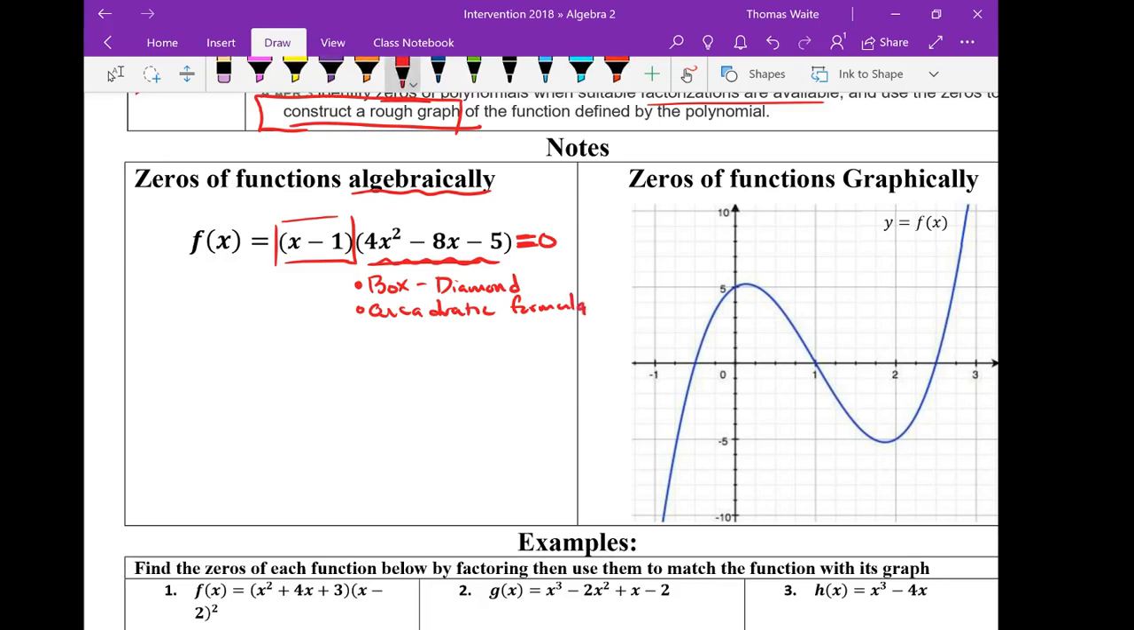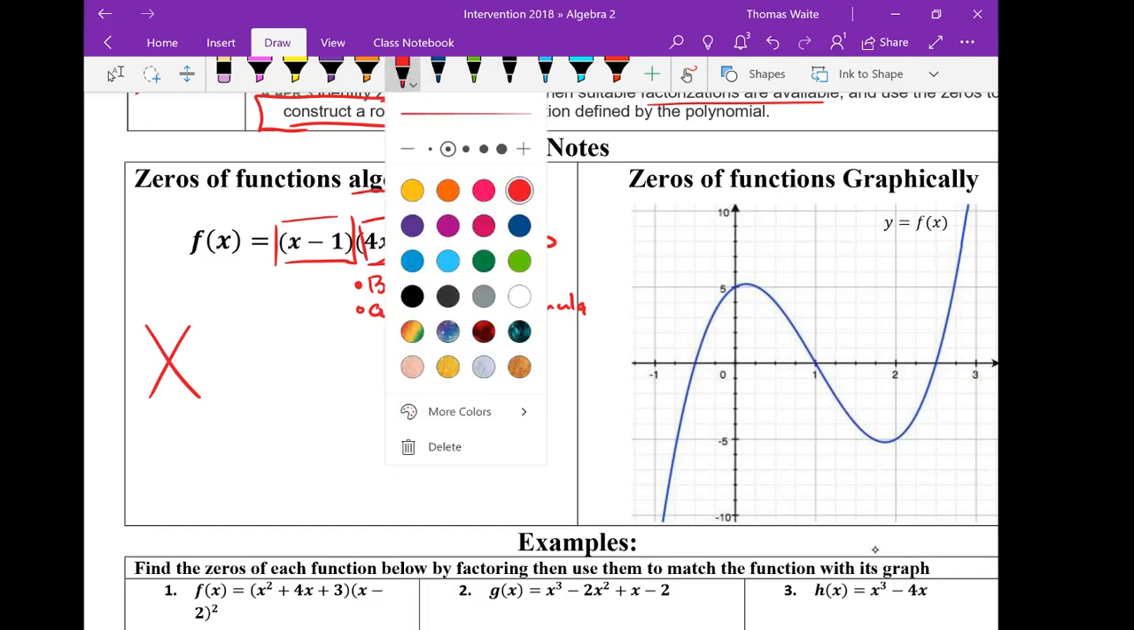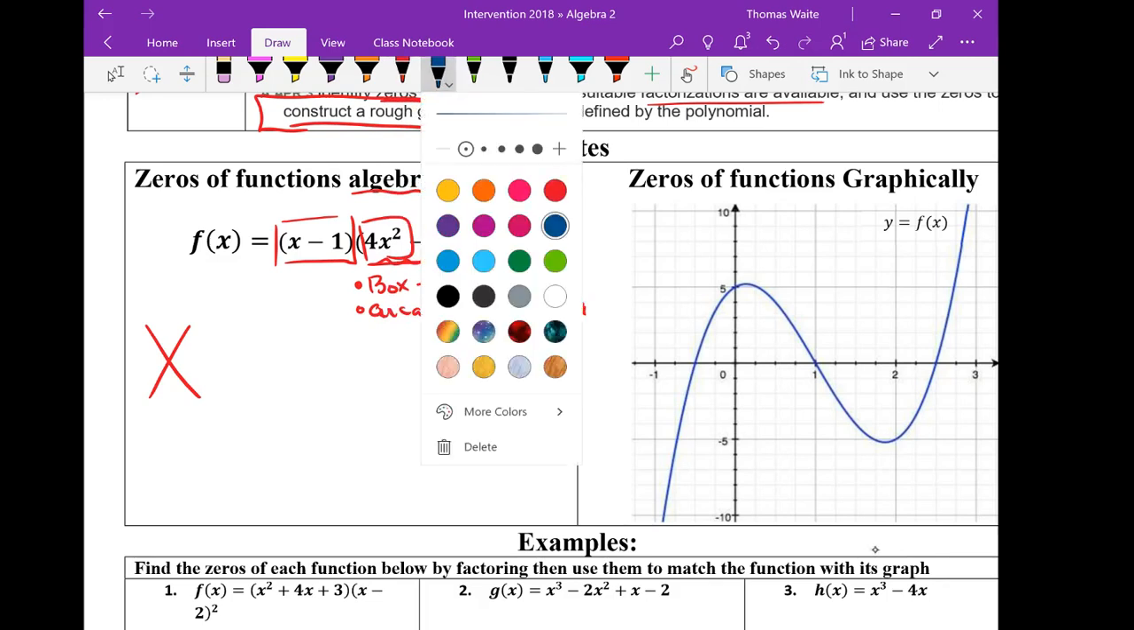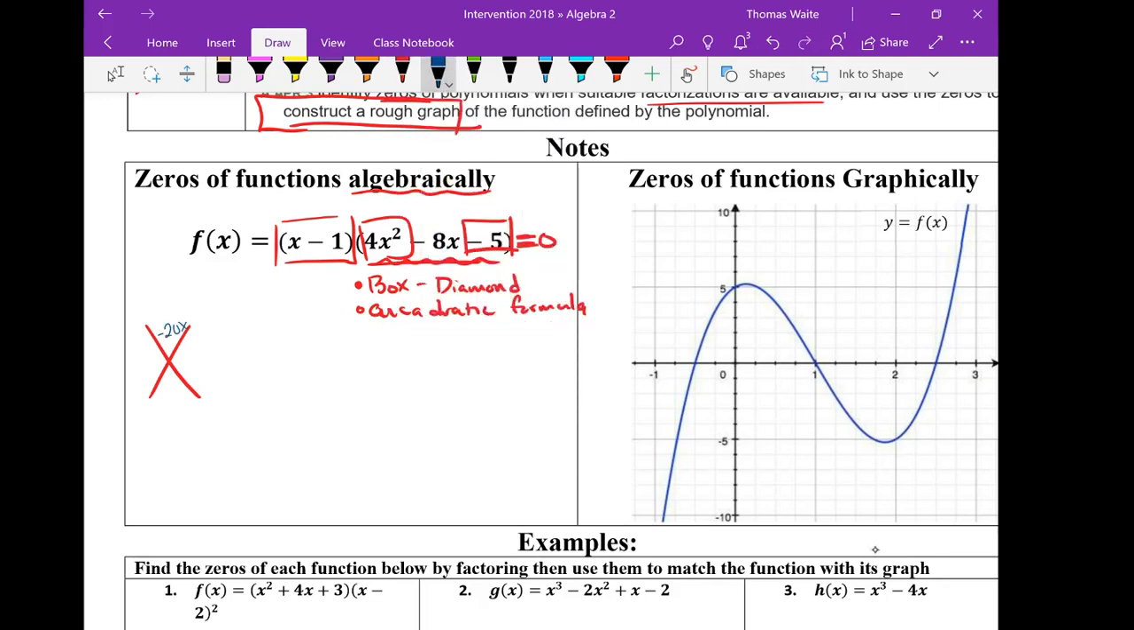I'm going to use the box diamond method just because I feel like we may need some more practice with that one. The quadratic formula is pretty straightforward. We would just be able to plug it in and get our values out. So to factor this, I'm going to use a box diamond, make my diamond. On top goes the c term times the a term, so -5 times 4x squared. That's going to be -20x squared, because -5 times 4 is -20, and the x squared. And on bottom goes our b term, -8x.